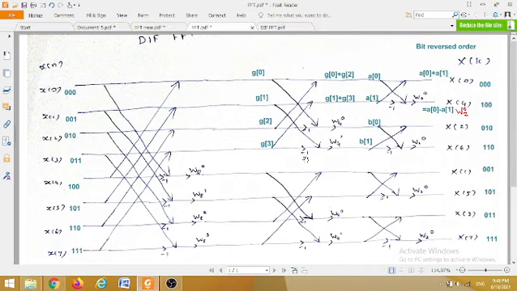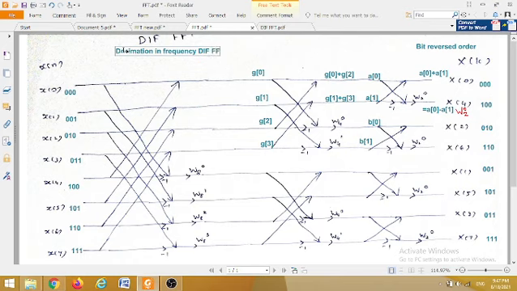So in this class we are going to discuss the implementation of DIF-FFT. Problems on DIF-FFT will be discussed. As we have discussed earlier, DIF-FFT is decimation in frequency. So in the decimation in frequency DIF-FFT, here we have x of n.